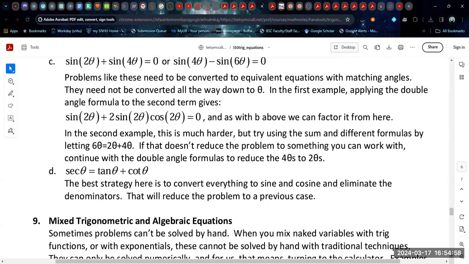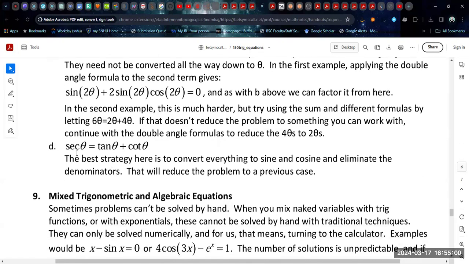Now, if you have an expression like this, with 3 or more trig functions, or the trig functions are not related in any way by a Pythagorean identity or other kinds of common identities, then the best thing to do here is to reduce everything to sine and cosine and eliminate the denominators, and then this will reduce the problem typically to a previous case.